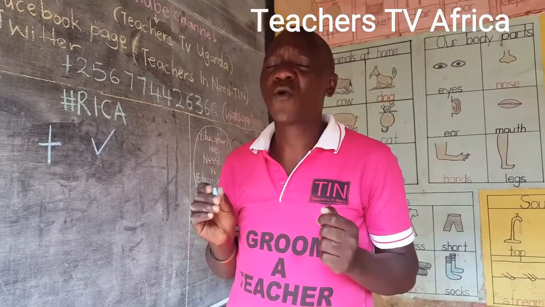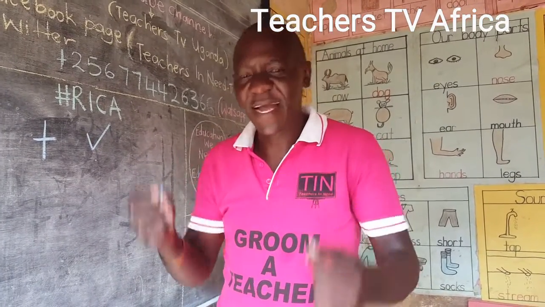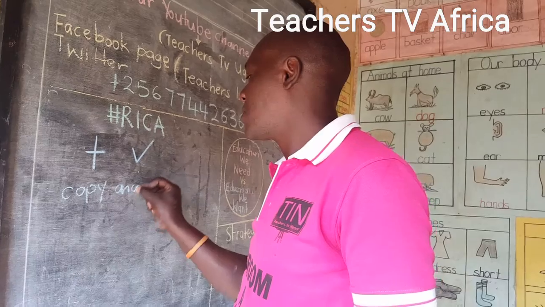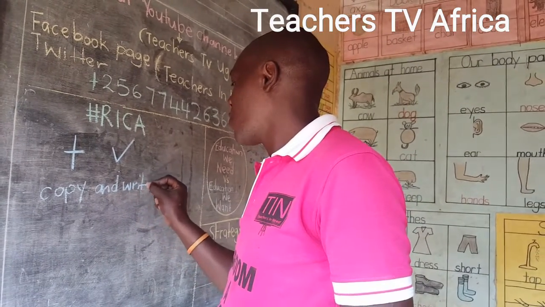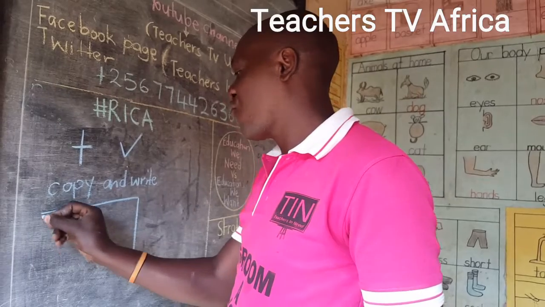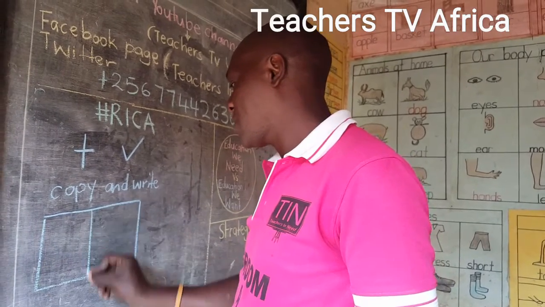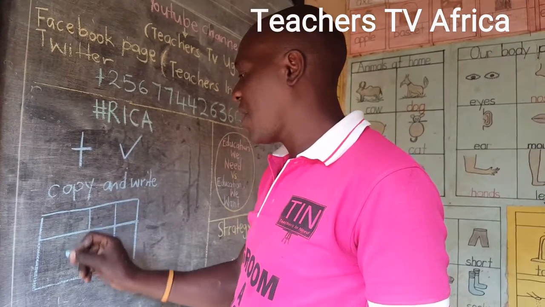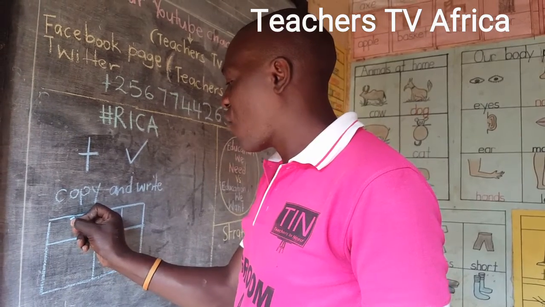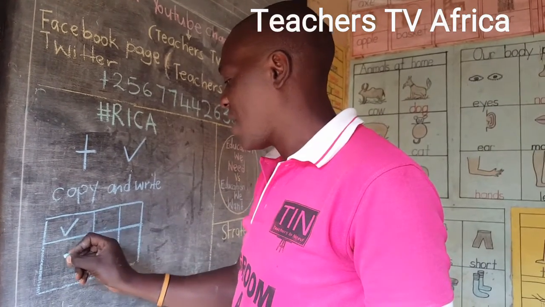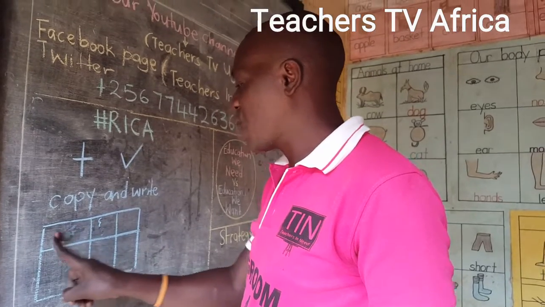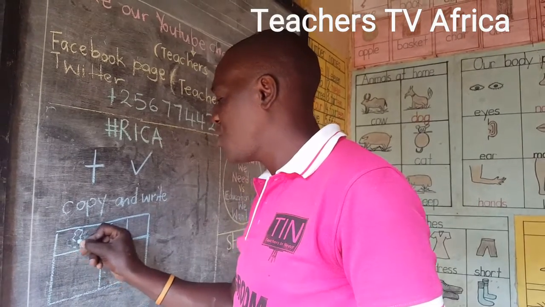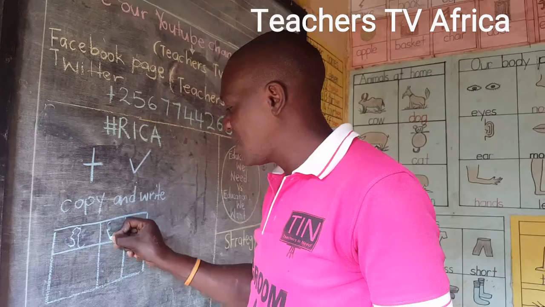Now, because of time, let us look at some of the activities. One of the activities can be copy and write. Then you draw your box like that. Then here, in here, we can draw our sound T. Then we can say, give us anything which has sound T. A child might say, teacher, tree. You draw the tree, then we put a tick.